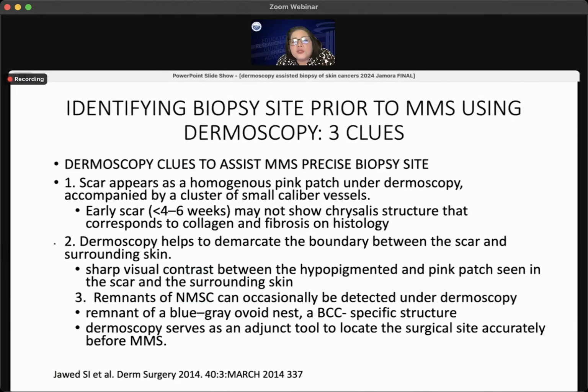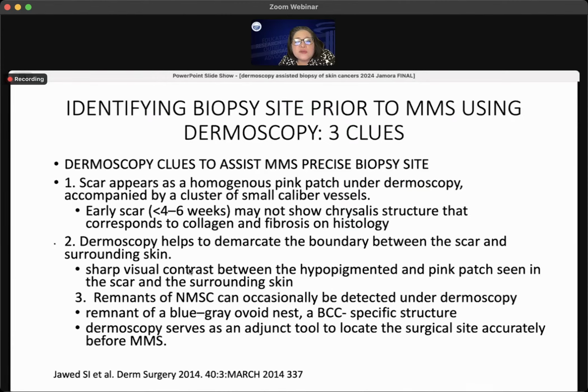So there are 3 clues, okay, to identifying the biopsy site prior to Mohs surgery using dermoscopy. 1, you look for the scar, which looks like a homogeneous pink patch accompanied by a cluster of small caliber vessels, okay? So you may not see chrysalis or shiny white lines, which are the collagen and fibrosis, if it's an early scar. So you will just see a homogeneous pink patch with some blood vessels.